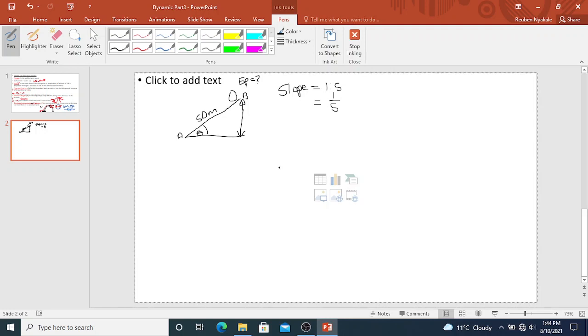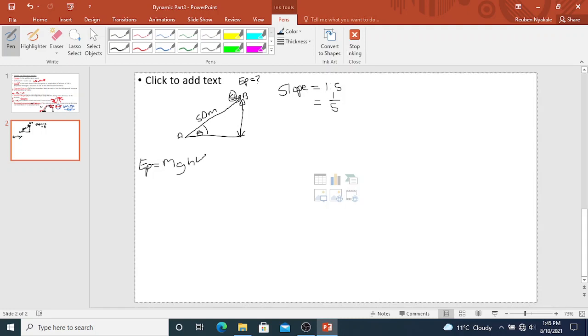Now in calculating the EP, let's say you are given the mass. Let's say they are saying the mass of that stone is 5 kg. Now I know that the formula for EP equals mass multiplied by gravity multiplied by height.